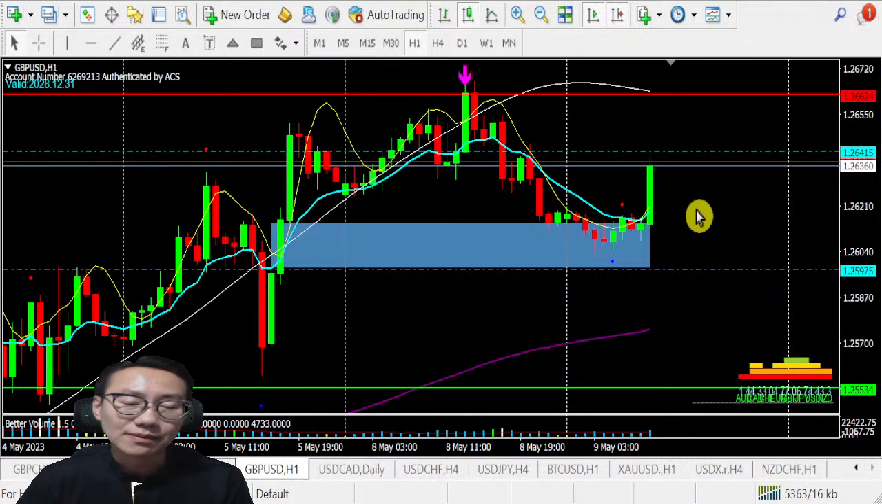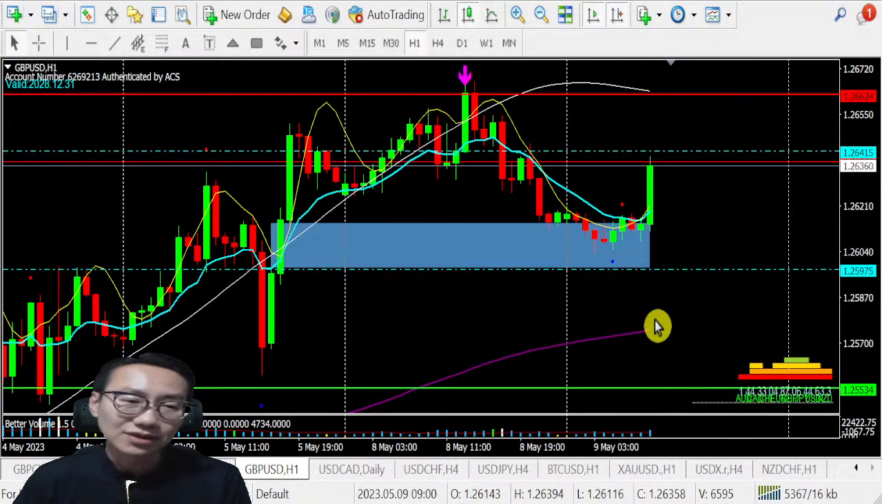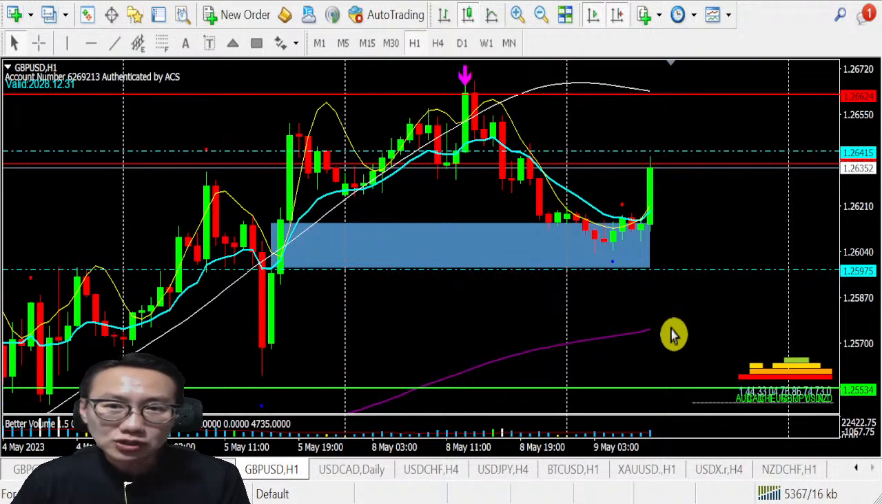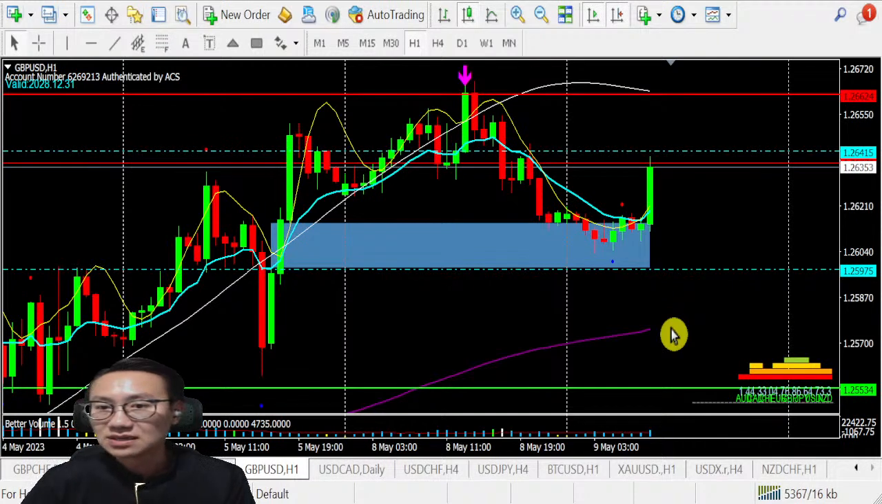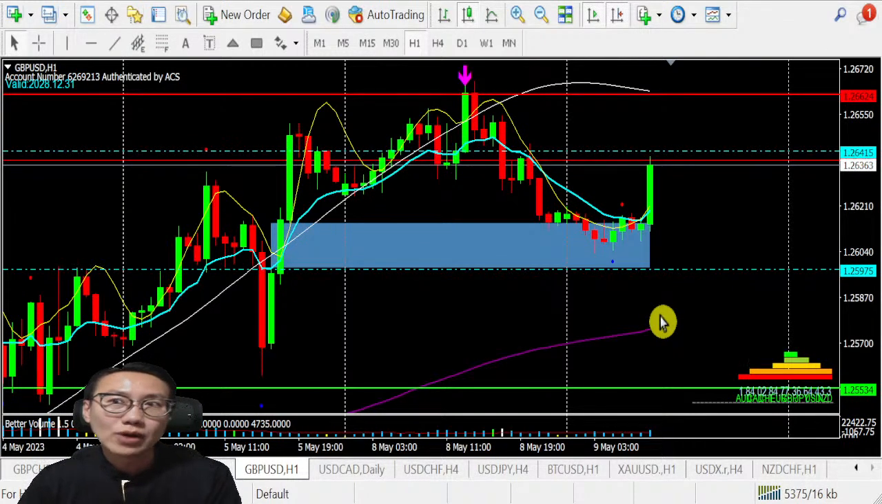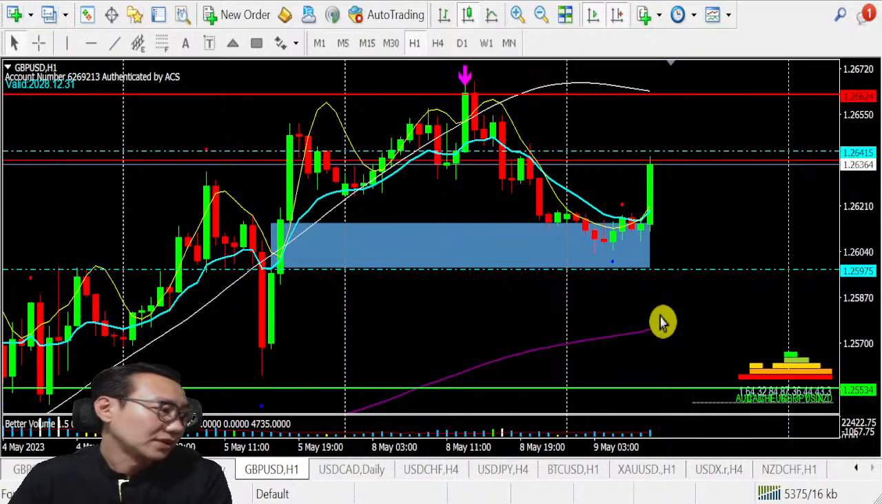Okay, then from the demand, when the price comes into a demand, we know where it is going: to the supply. That is where the smart money will start to move. So this is how we are able to identify it. Okay, this is one way.